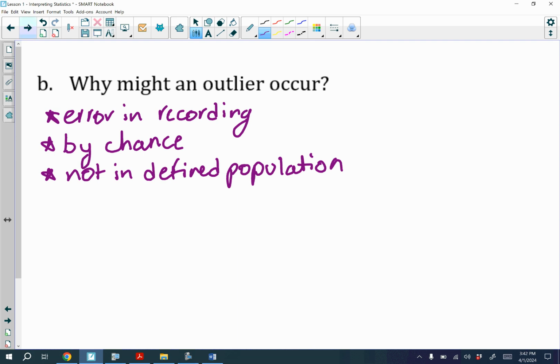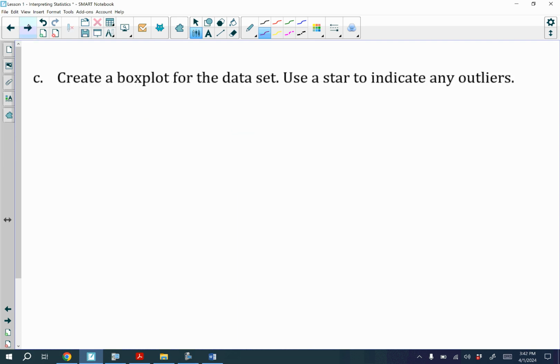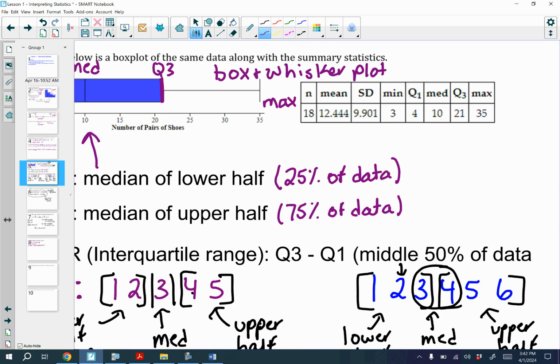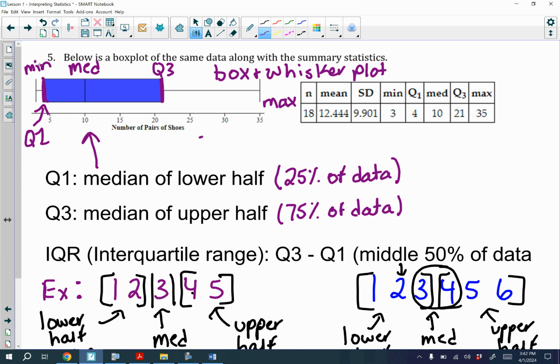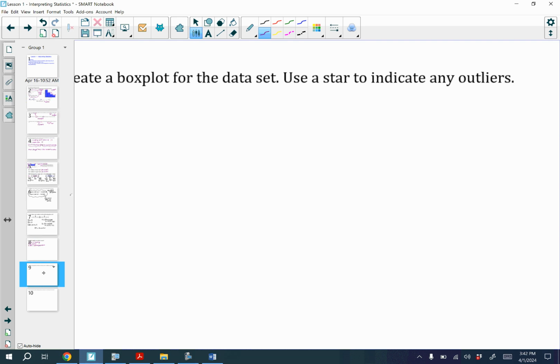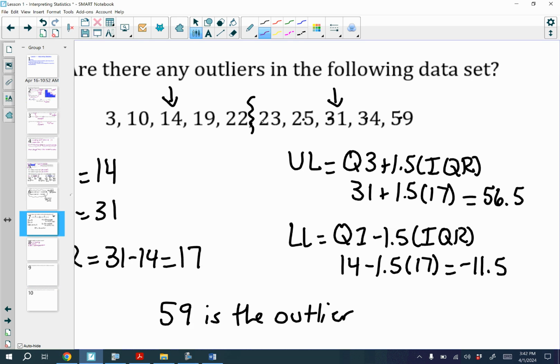Okay, so now let's look at our next spot. It says create a box plot for the data set. Use the star to indicate any outliers. So remember we talked about or saw box plots earlier on, like here we saw this. This is called a box plot, so we're going to do the same thing. In order to do a box plot, we need to know our minimum value, Q1, median, our Q3, as well as our max value, okay? And so we're using it for the values that we got here, the 3 through 59.